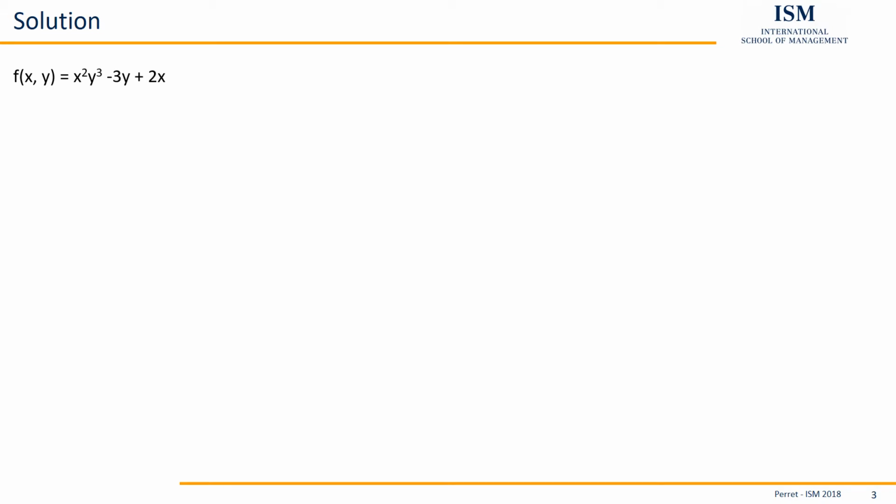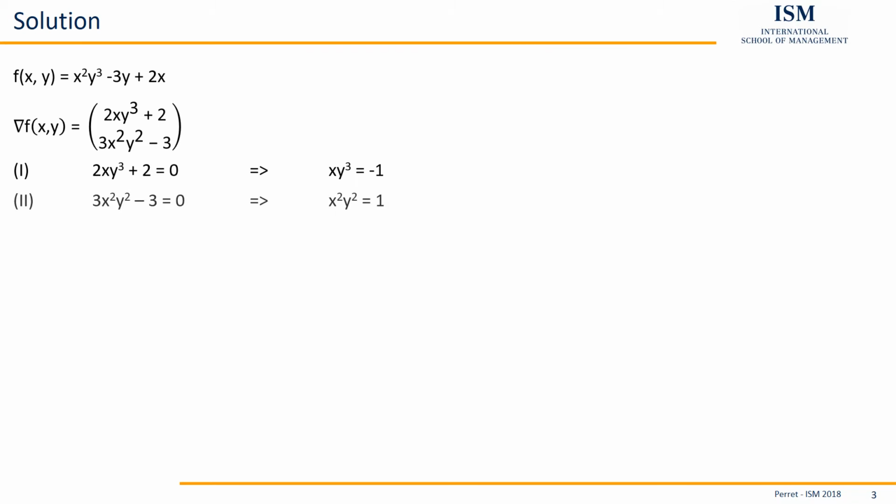Then if we take the parts which are relevant for the derivative for y, that's the first and second, we derive them, we get 3 times x squared y squared minus 3. So it looks as follows. Then we set both of these parts equal to 0 and reformulate them. So here we divide by 2 and bring the number to the right, and doing the same thing for the second one. And it looks as follows.